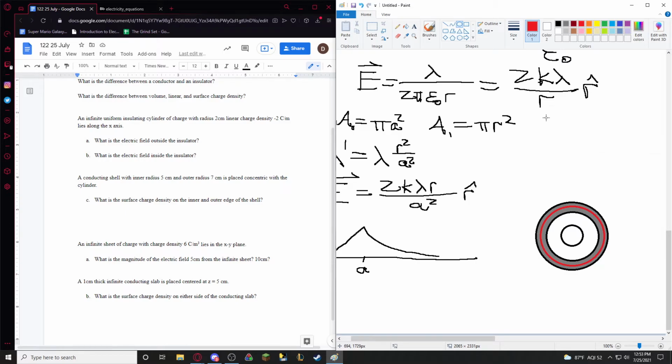So what does that mean about the charge on the inner shell? Since the insulator is negative, the shell has to cancel that negative out. So that means the inner shell should be positive. Exactly. And let's start with the linear charge density. What would be the linear charge density on the inner half? Positive 2. Exactly. Positive 2 coulombs per meter. And so then what would be the linear charge density on the outer half?